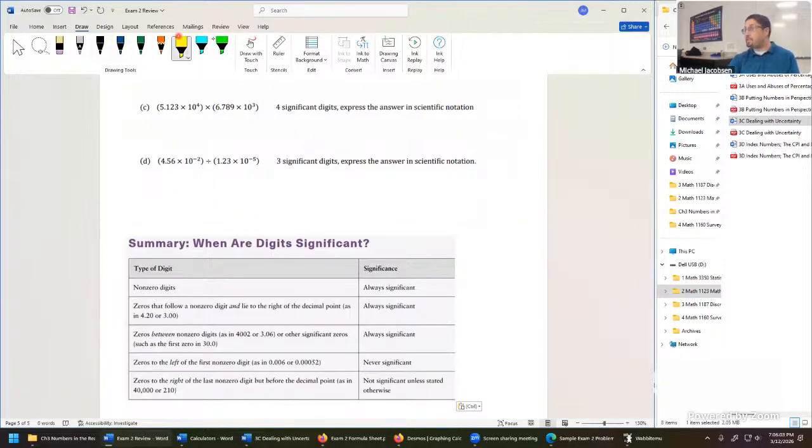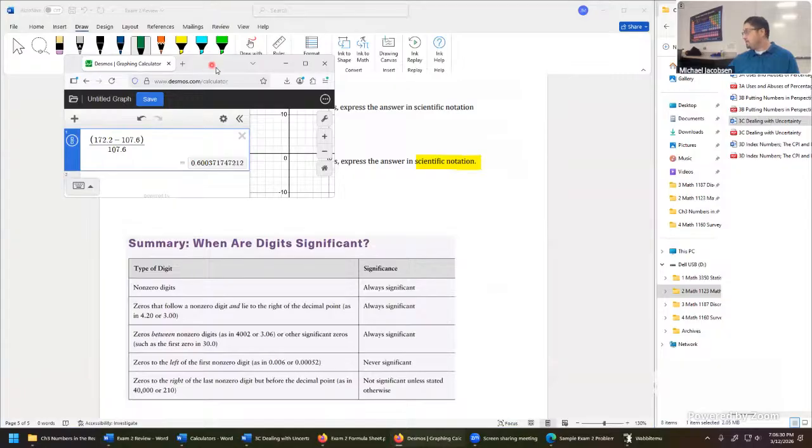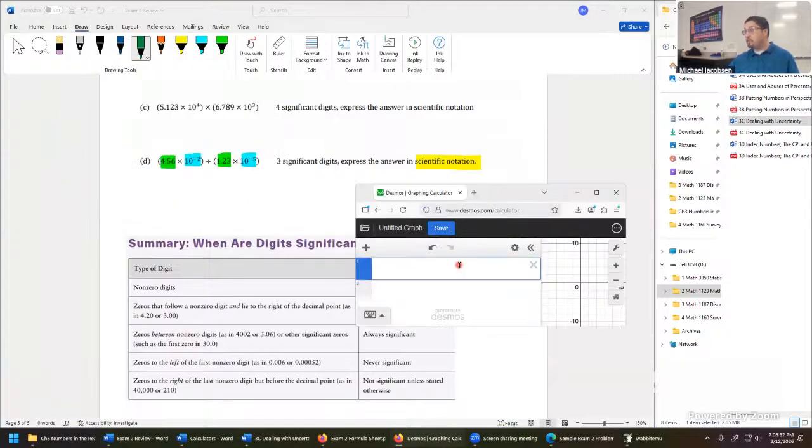Part D is tricky because of this portion right here. We're doing a division problem, and we're also working with exponential notation together with scientific notation all at once. So the first thing you can do is just separate out this problem. Let's do the 4.56 divided by the 1.23 and get a number for that portion.